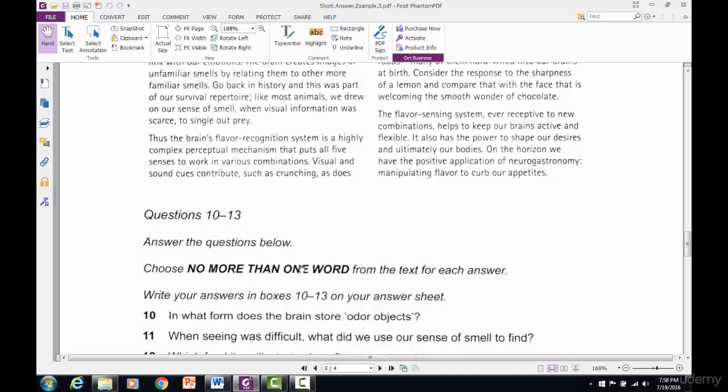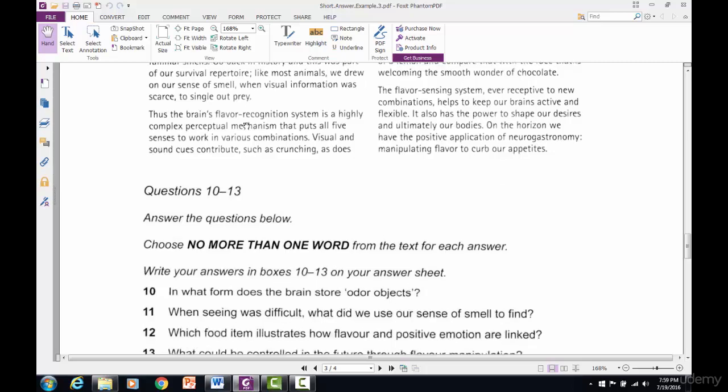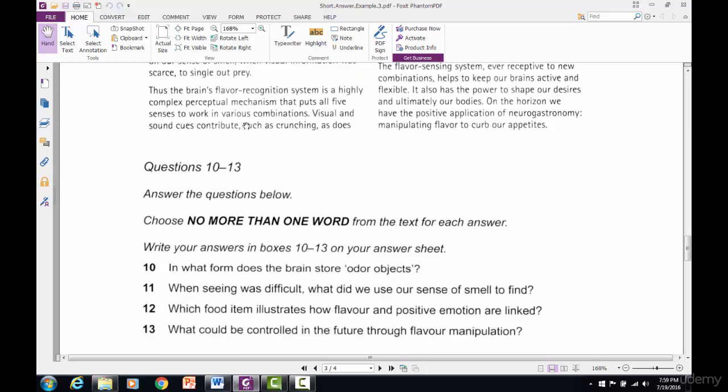It says no more than one word, right? So I can't write single out prey. My answer has to be prey. Always, like I keep telling you, pay attention to the directions, because if you write single out prey, they're going to mark it wrong because you couldn't follow directions. I don't mean to be like your parents and admonish you, but I hate seeing people get those questions wrong because they weren't following directions. You've got to follow directions.